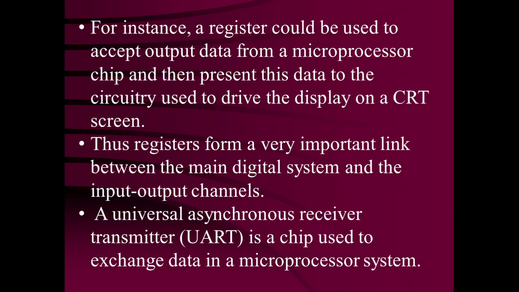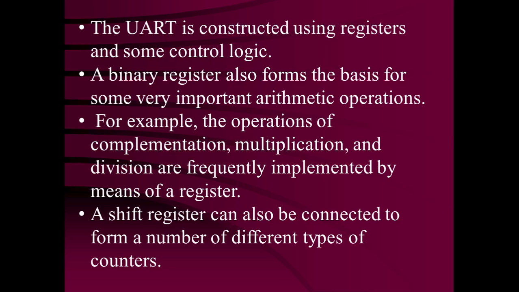A universal asynchronous receiver transmitter is a chip used to exchange data in a microprocessor system. So this UART is a short form of universal asynchronous receiver transmitter; it accepts or receives the data, that's why it is called receiver, and it can transmit the data also, so it is called transmitter. So this kind of unit is a chip used to exchange data between a microprocessor system and input-output devices. The UART is constructed using registers and some control circuits.